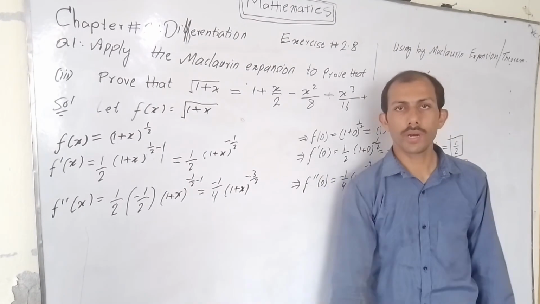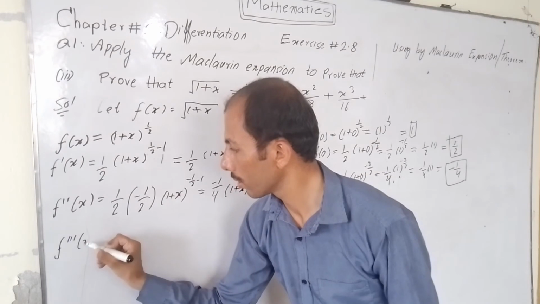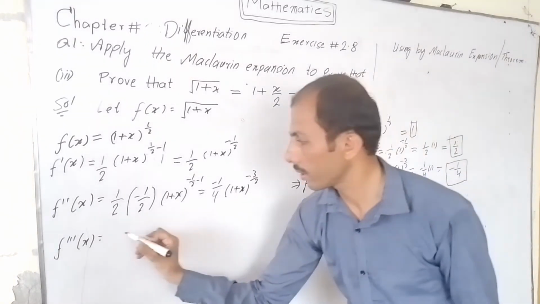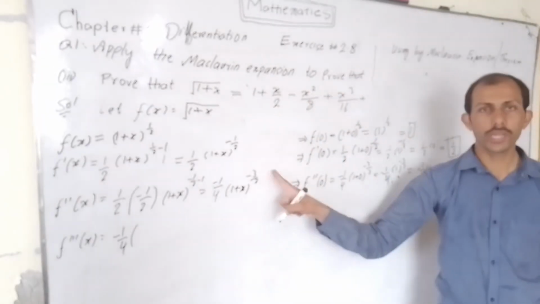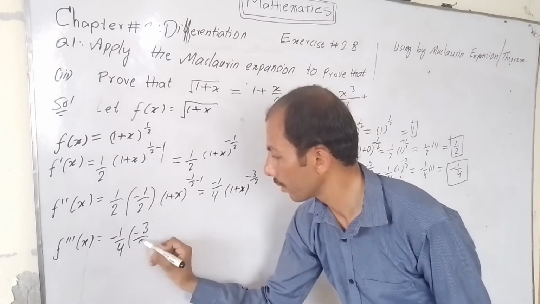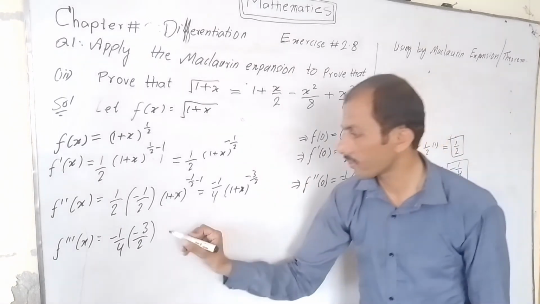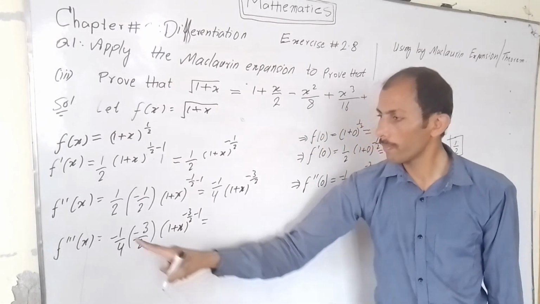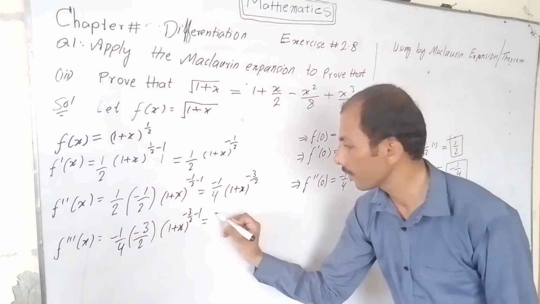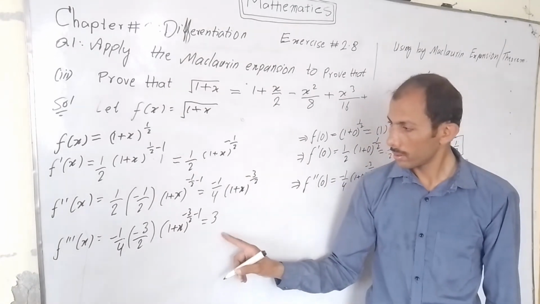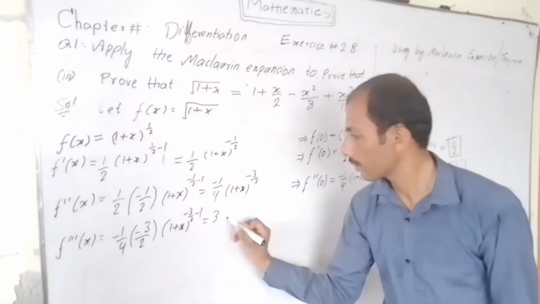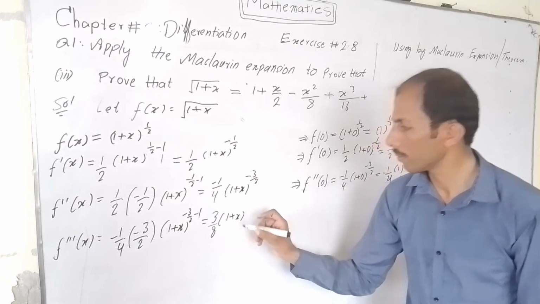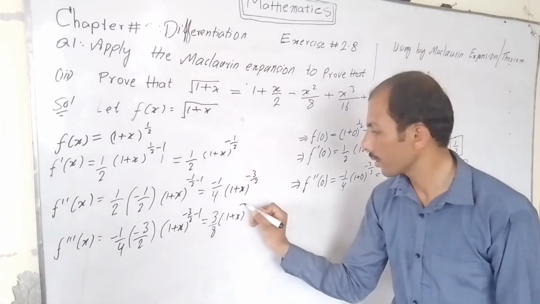Third order derivative f triple prime of x is equal to the second order derivative, which is minus 1 over 4 into 1 plus x whole power minus 3 over 2. So minus 1 divided by 4 into minus 3 divided by 2, 1 number subtracted from the power of 1 plus x whole power minus 3 over 2 minus 1, is equal to minus 1 multiplied by minus 3 is equal to plus 3 divided by 4 times 2 is 8, into 1 plus x whole power minus 3 over 2 minus 1 is equal to minus 5 over 2.